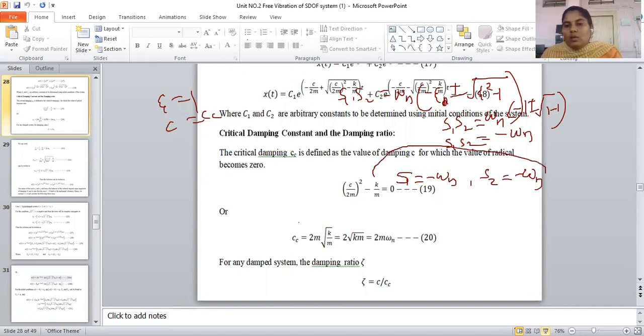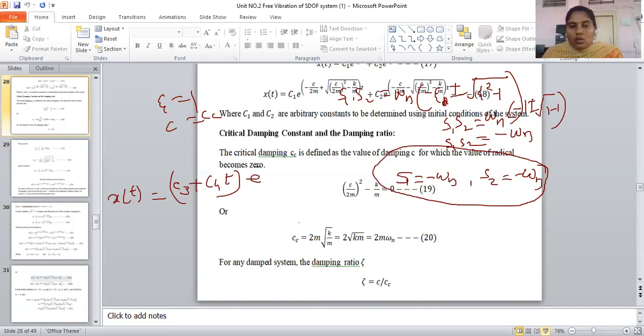So this is the repeated roots condition. And that's why X of t becomes, for repeated roots, C3 plus C4 t into e raised to S1 t, and S1 and S2 are already the same, that is minus omega n t.